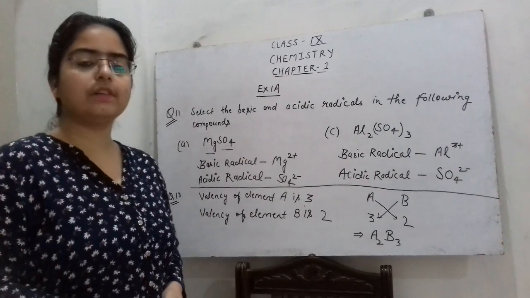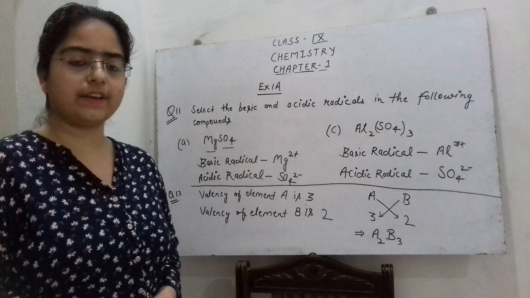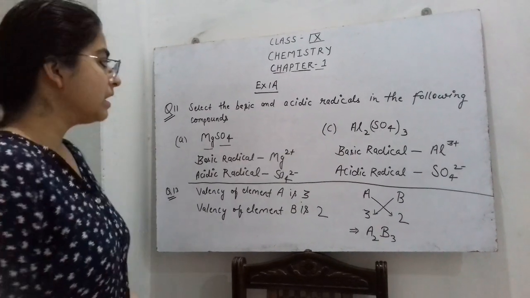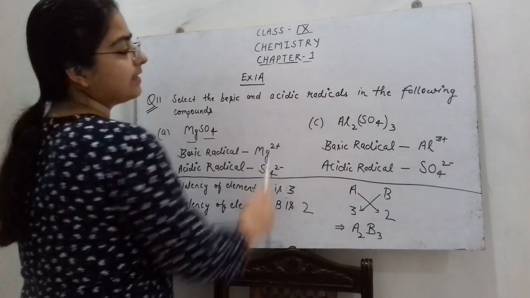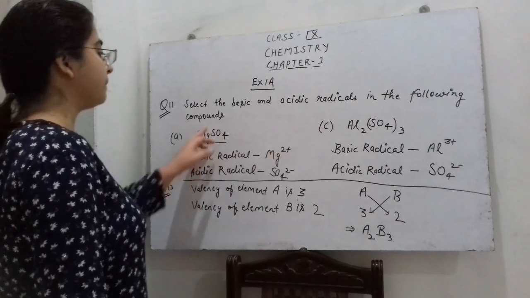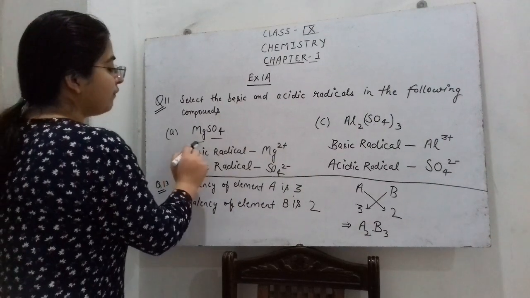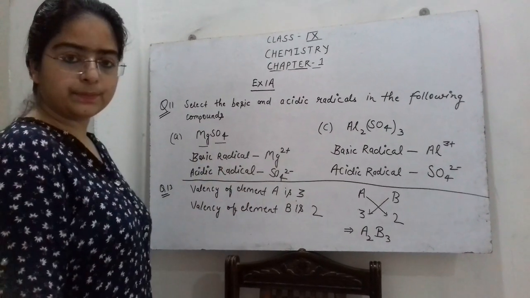So in this video we will discuss some of the questions of exercise 1A. Just see question number 11. Select the basic and acidic radicals in the following compounds. First compound we have taken magnesium sulfate.